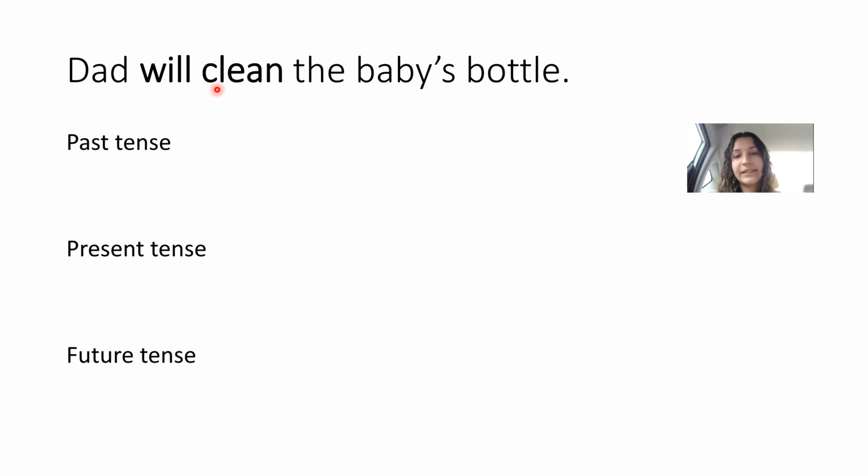Dad will clean the baby's bottle. Once again, we have will, which is a big clue that the action has not yet occurred. So it has to happen in the future. We know this is future tense because of this will clean.